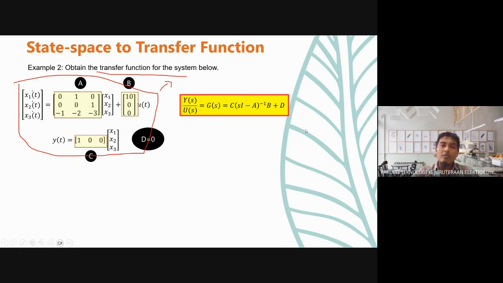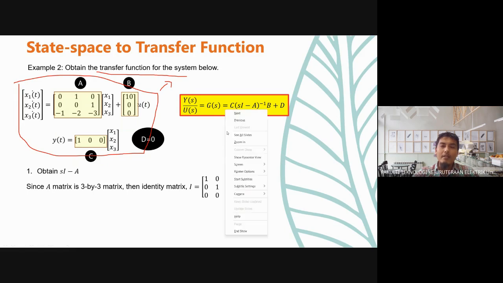As usual, you just need to obtain the sI minus A first. This is the step. Normally for control systems, you just need to follow the steps and remember the procedure. If you know the procedure and you can do the mathematics, you can solve the question, including the controller and this kind of question. You can do it easily.